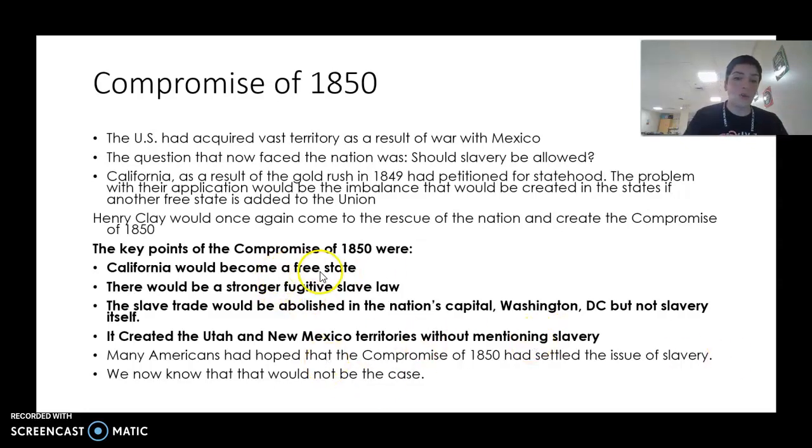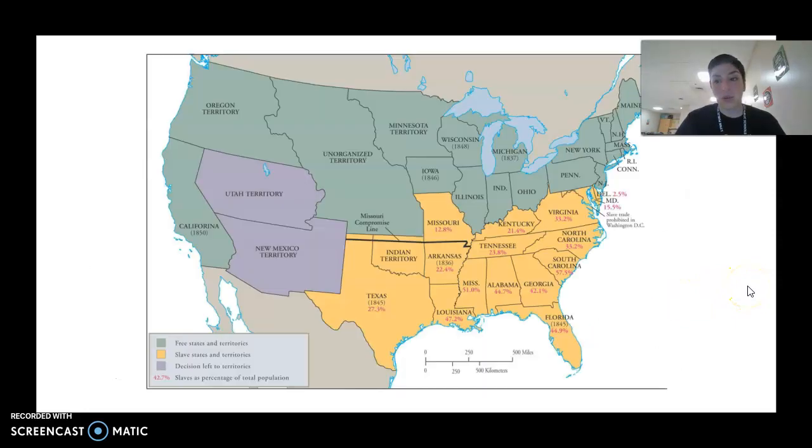They decide that California would become a free state, but they need to have a stronger fugitive slave law, which we're going to go over. They're going to abolish slave trade in Washington, D.C., but if you own a slave in Washington, D.C., you're allowed to have it. And then it created Utah and New Mexico territories, but they decided not to mention slavery. So they created these territories, and they're like, we'll figure that out later. Because of that, it's going to create a problem.